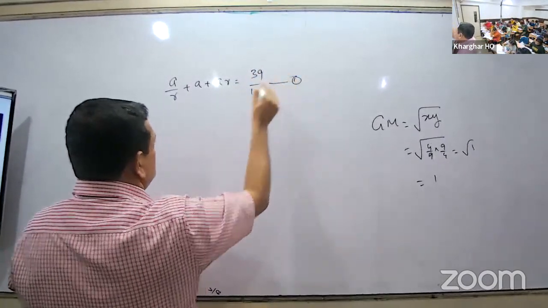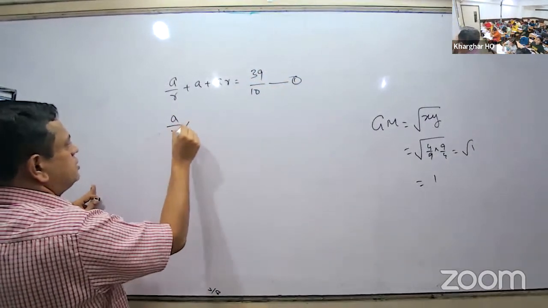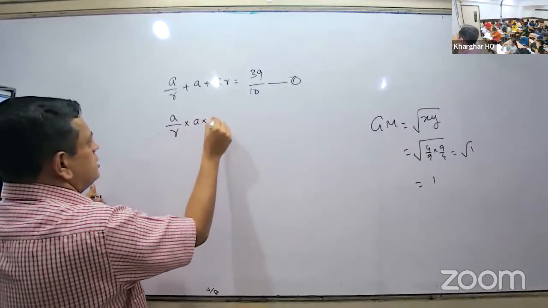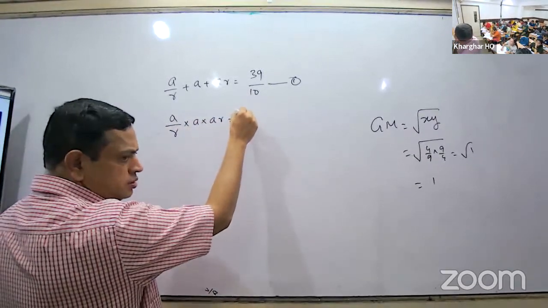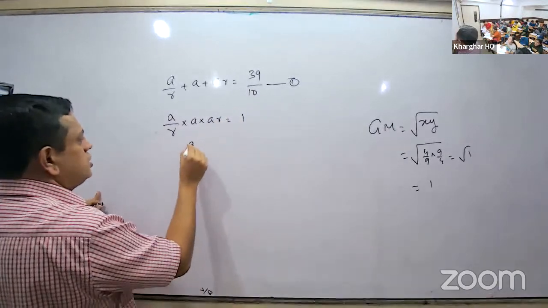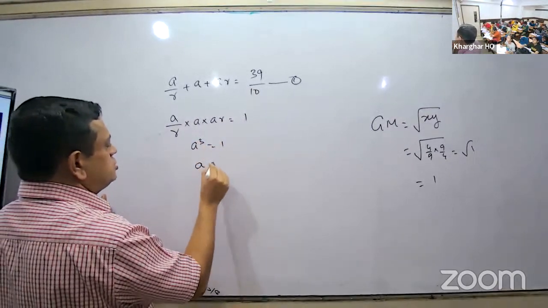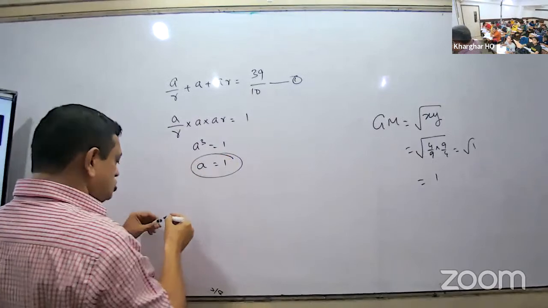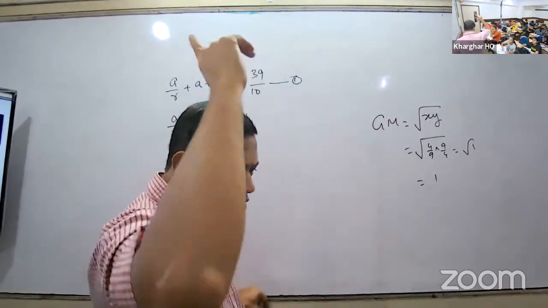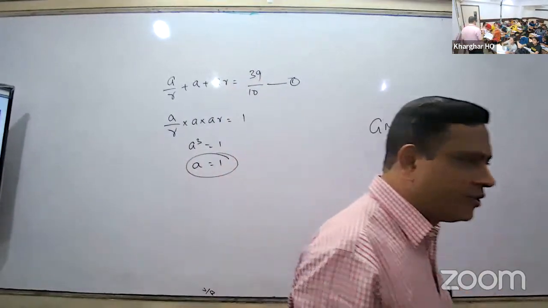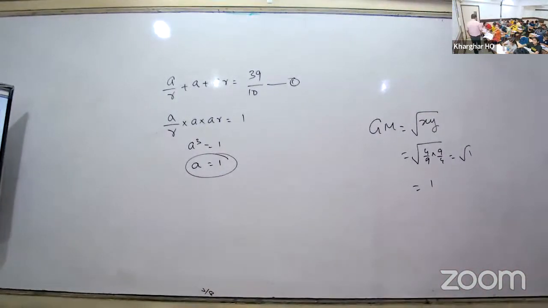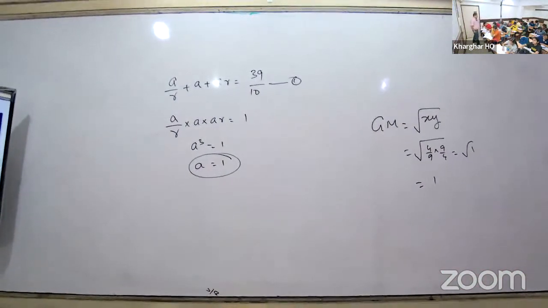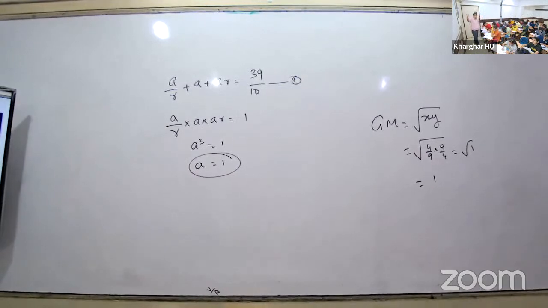Leave it as it is. Then the product A by R times A times AR is equal to 1. Cancel, so A cube is equal to 1, that is A is equal to 1. Substitute the value of A in equation 1. The sum is given, the product is given. Replace and get the value.